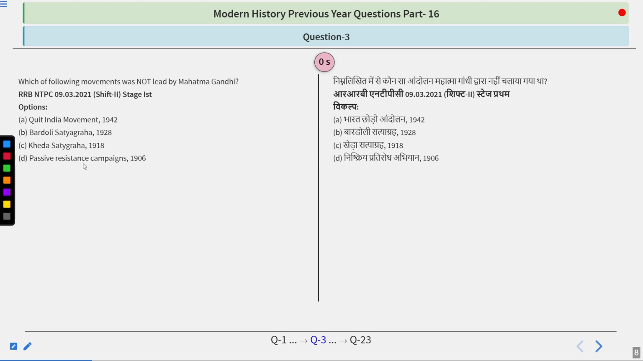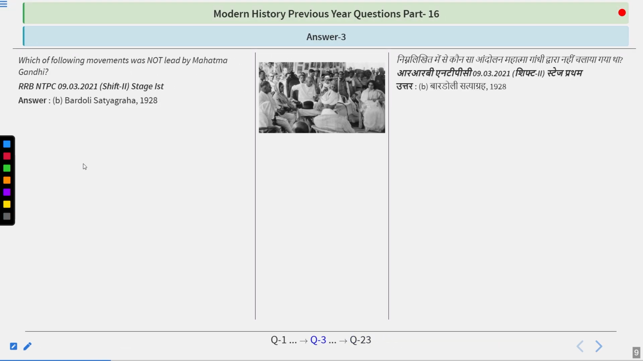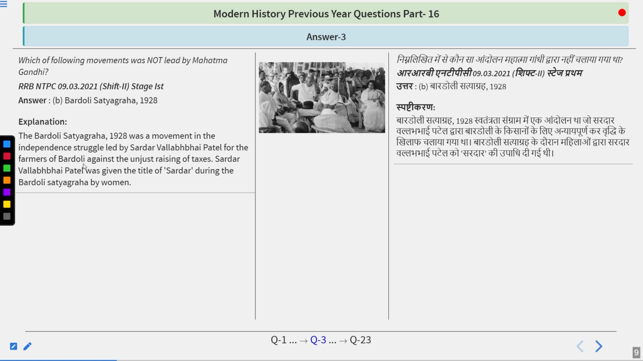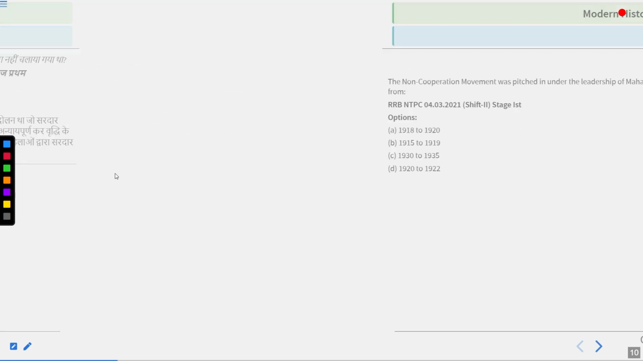I guess the answer you are giving is quite simple and right. Which of the following movements was not led by Mahatma Gandhi? Very simple. The answer is Bardoli Satyagraha, because it was led by Sardar Vallabhbhai Patel. Bardoli Satyagraha 1928 was a movement in the independence struggle led by Sardar Vallabhbhai Patel for the farmers of Bardoli against the unjust raising of taxes. Sardar Vallabhbhai Patel was given the title of Sardar during the Bardoli Satyagraha by women. Later on, after independence, he also became the first home minister and the first deputy prime minister of our country.